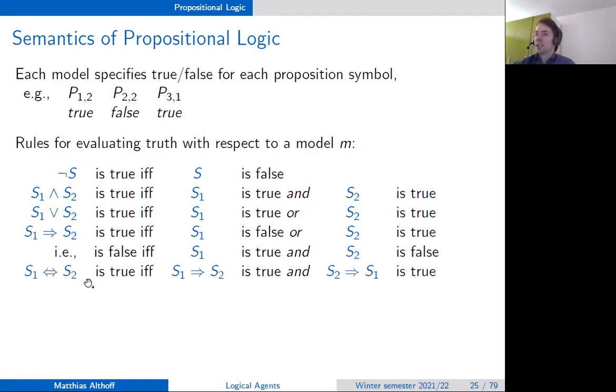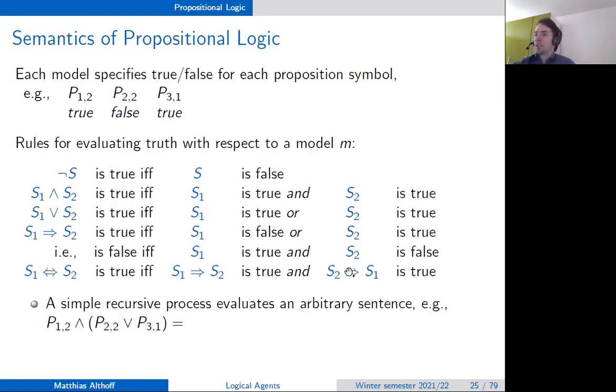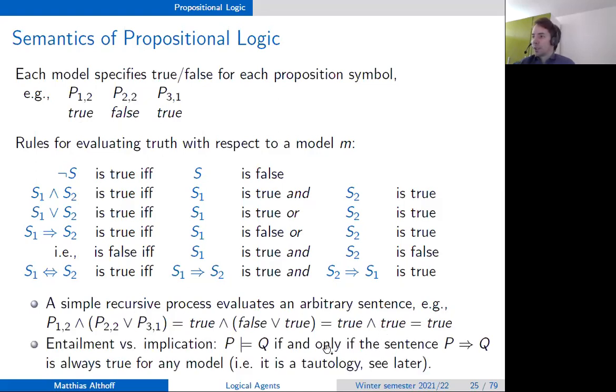And the biconditional is true if the implication in both directions is true. And you can now use these rules to evaluate a formula step by step. Let's say P22 is false, P31 is true. So true or false is true. And then if P12 is true, true and true is true. So overall it evaluates to true. So this is what I've discussed.